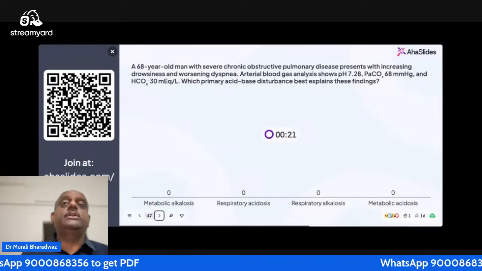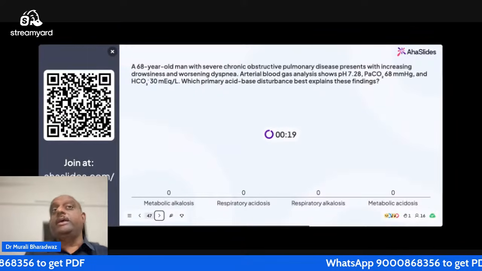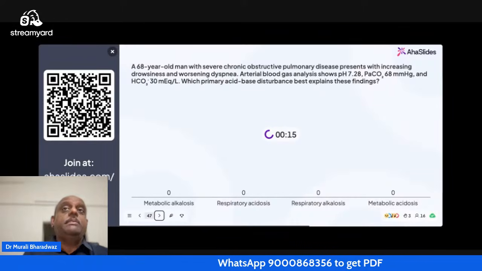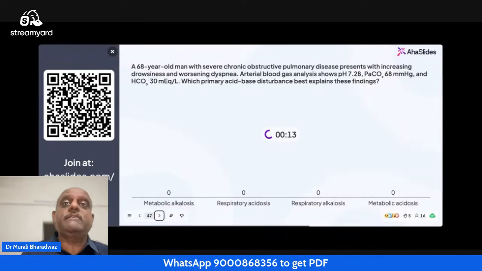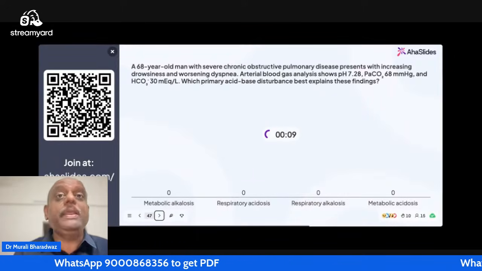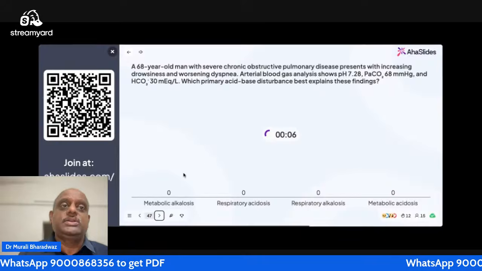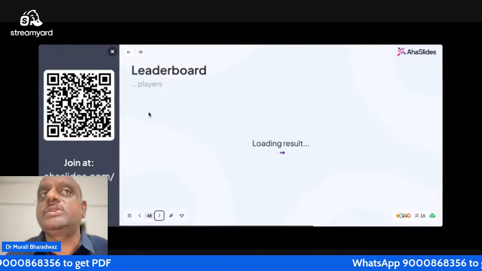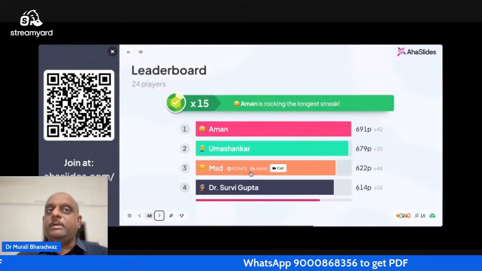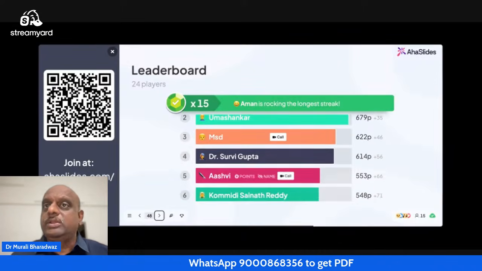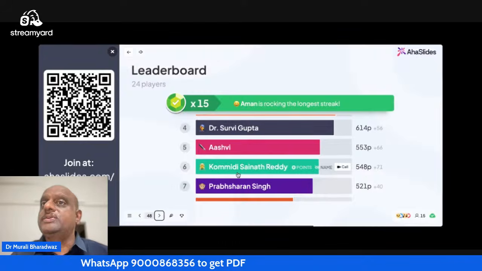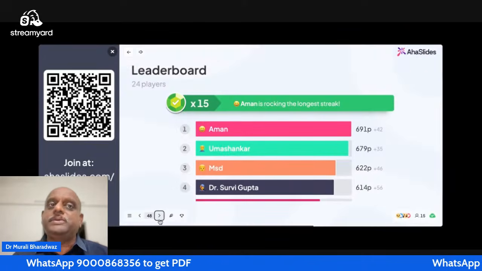Patient has severe COPD, increasing drowsiness and worsening dyspnea. ABG is showing pH of 7.28, which is acidotic pH. PaCO2 is increased. So what is the acid-base disturbance, doctor? Very good. Aman, Uma Shankar, Suvi Gupta, Ashvi, and Sainath Reddy, everyone is absolutely right.